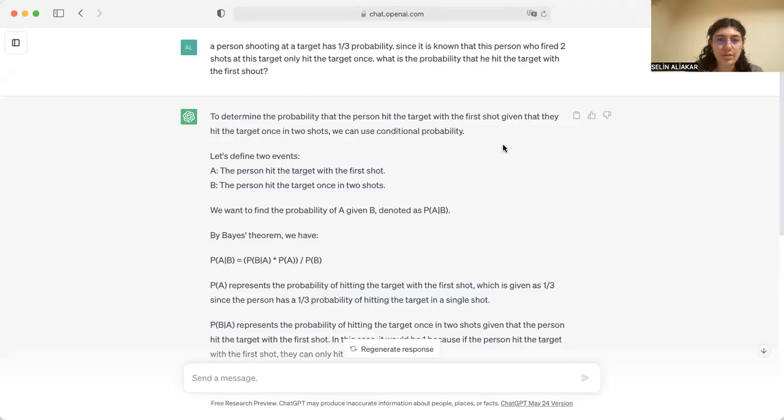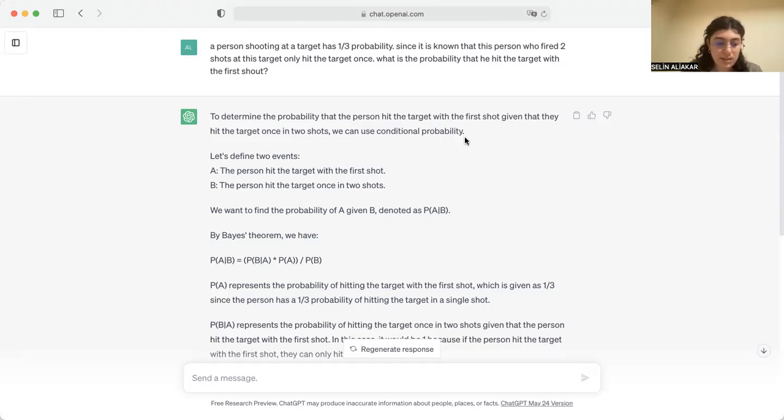This is my question. A person shooting at a target has 1/3 probability. Since it is known that this person who fired 2 shots at this target only hit the target once, what is the probability that he hit the target with the first shot? To determine this, given that they hit the target once in 2 shots, we can use conditional probability.